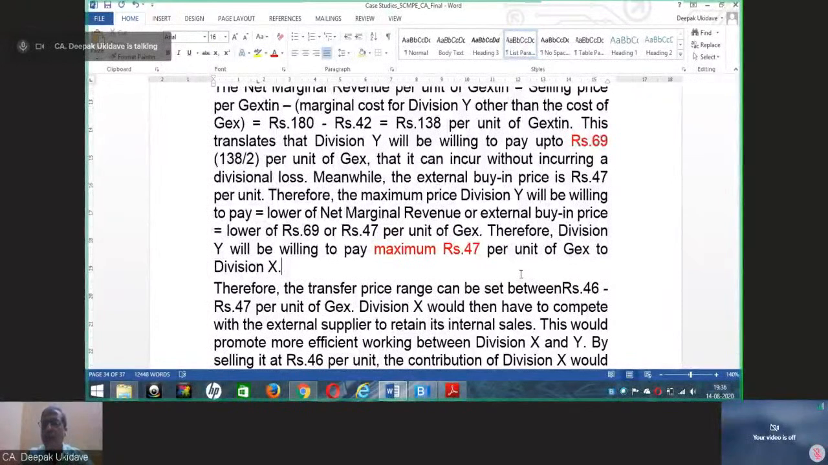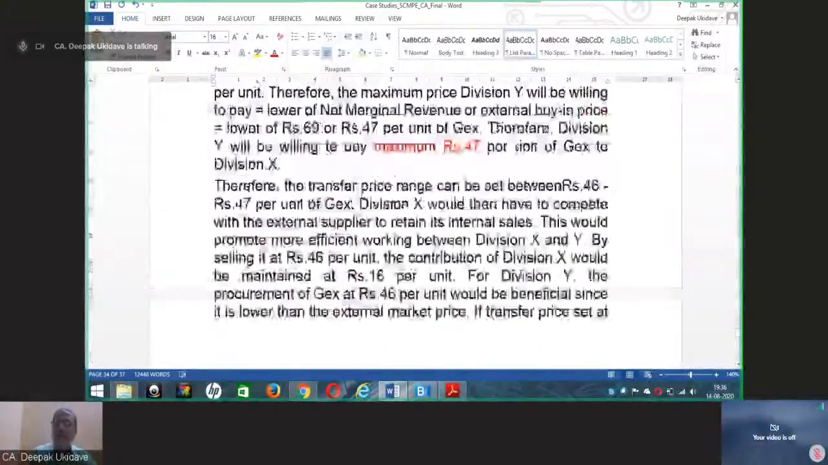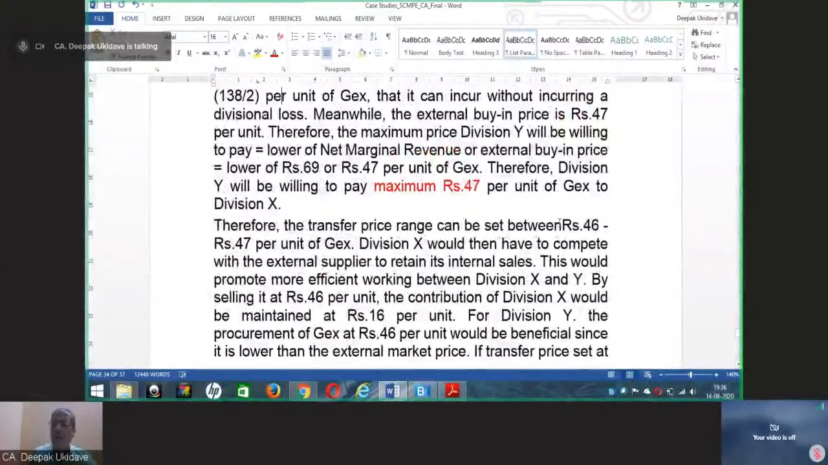So Y is willing to pay 47 rupees. Between 47 and 69, 47 is the lower of the two. So Y is willing to pay a maximum of 47, whereas X is willing to sell at 46. So the transfer price will range between 46 and 47. So we have seen the range here. The negotiation now will revolve around 46 and 47. So this is the price range I am highlighting from this discussion. The price range is 46 to 47.